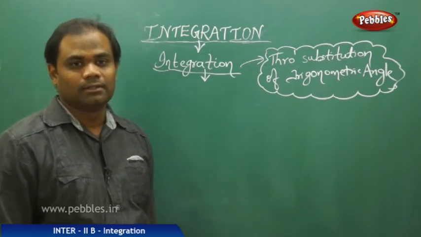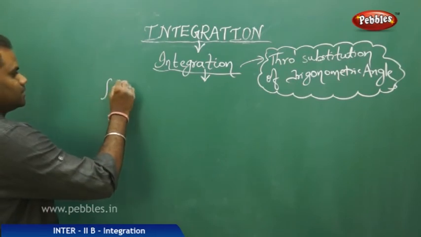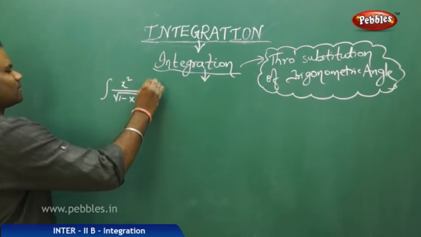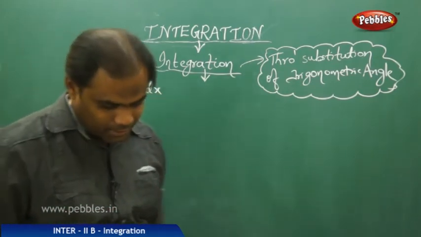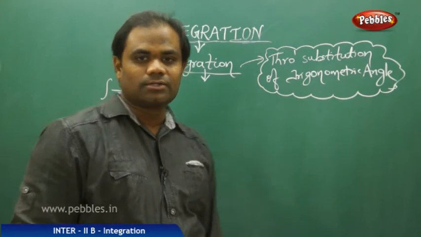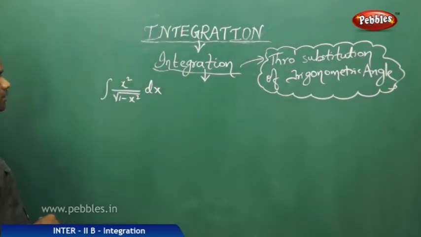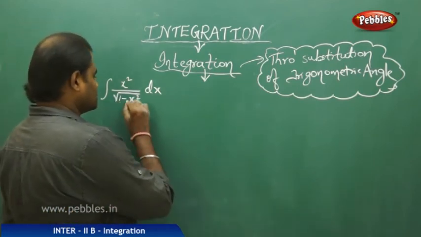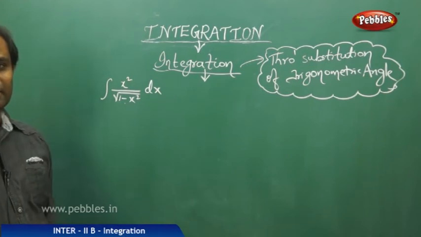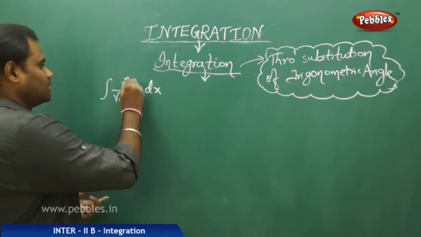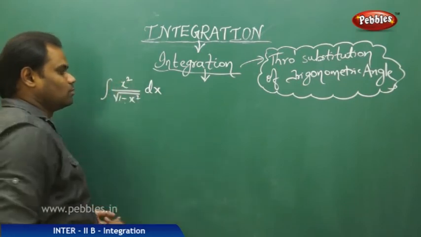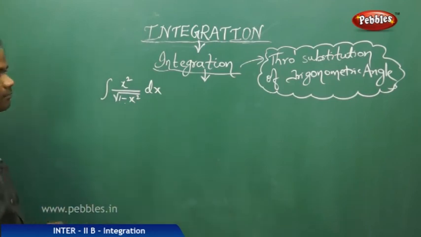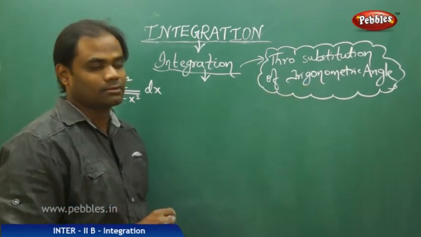trigonometric angle. Say for example, I have integral of x squared by root 1 minus x squared dx, which I need to integrate using the standard formulae. Now the direct method of substitution of 1 minus x squared equal to t does not help, because if I take 1 minus x squared as t, then the derivative reduces to x, but I have x squared. So the method of substitution of t does not help out here. Let's try with trigonometric angle substituted.